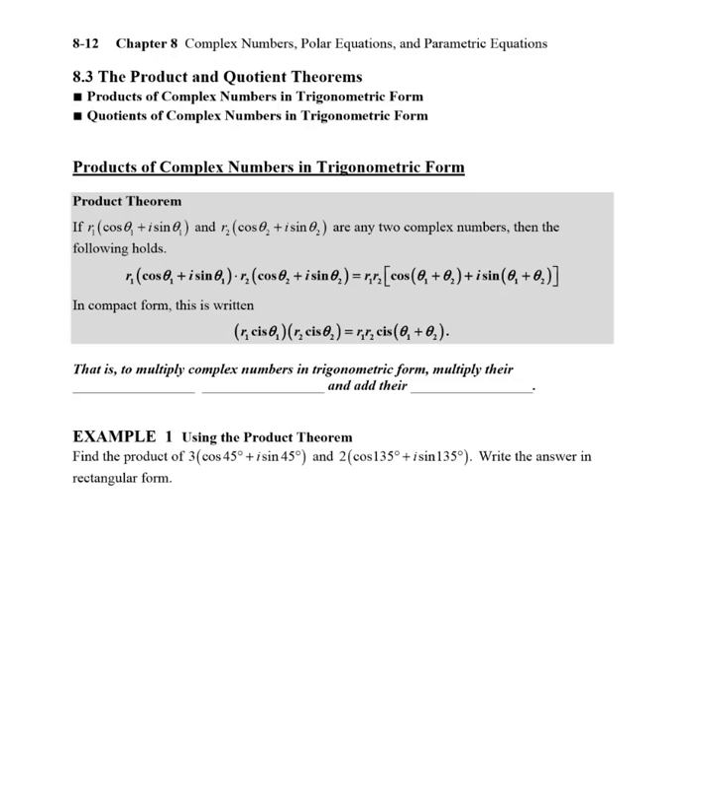This is section 8.3 on the product and quotient theorems. Before we go on, I just want to make sure that you understand what a complex number is when it's written in trig form. Suppose that we have 2 cis 30 degrees. If we draw this on the complex plane, we have an angle that's 30 degrees, and then we have the length of the vector, which is 2.